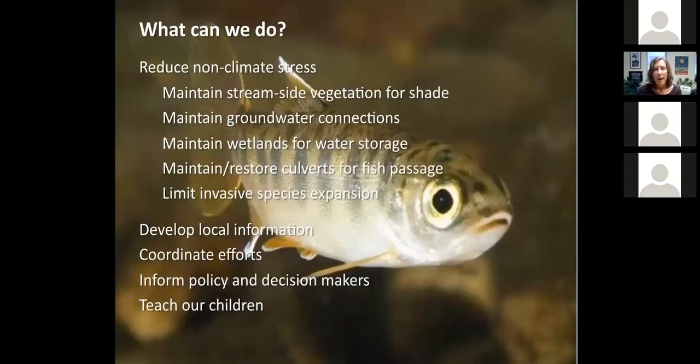And then finally, we need to do more work to develop local information to help local communities understand how their river is going to change. In Alaska, we still have folks who rely very heavily on a particular river for their food source. And it's important that we help them understand whether they're on a river that's very sensitive or not. And to communicate that information to our policymakers, and of course, to do the good work that we teachers are doing to teach our children about the importance of healthy habitat. Okay, and the last slide.